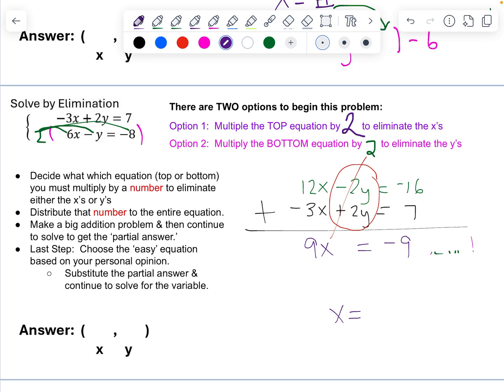Then your very last step is you get to choose the easy equation in your personal opinion. For instance, if I thought the top equation looked easiest, then whatever this number for x is, I would substitute that number in where the x is on this easy equation, and solve until I got y equals.